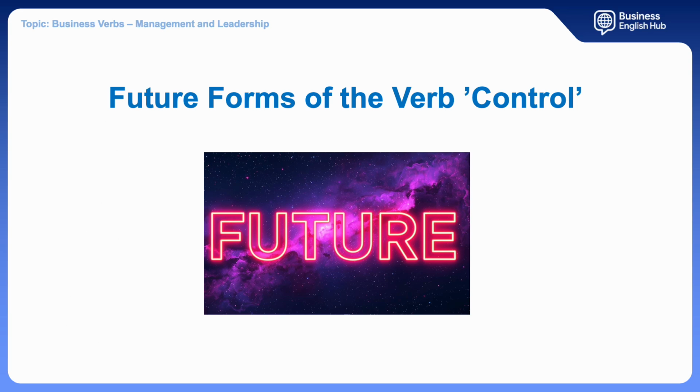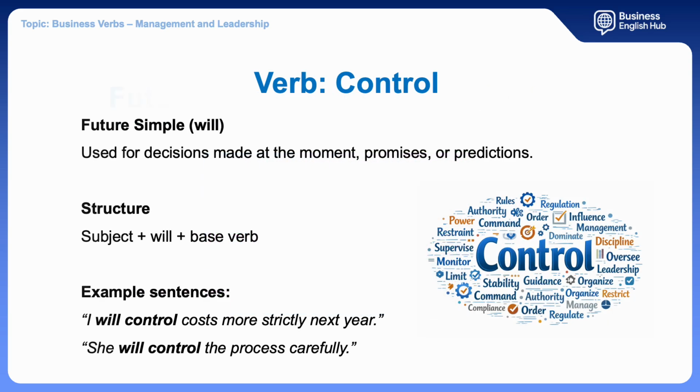We're now going to look at future forms of the verb control. First, we will look at the future simple using will. This is used for decisions made at the moment, promises, or predictions. The structure for this is subject plus will plus base verb. Example sentences include: I will control costs more strictly next year. She will control the process carefully.